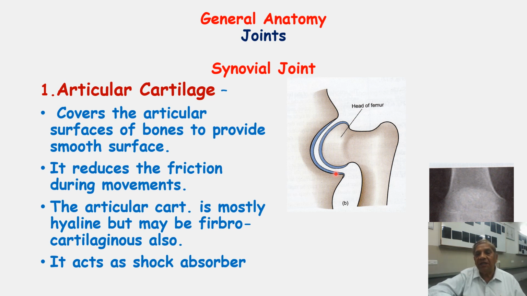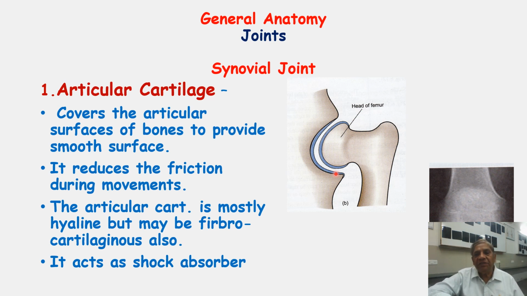The articular cartilage, in most of the joints except a few, is hyaline in nature, as I have already told you about cartilage. But in one or two joints it may be fibrocartilaginous. These are exceptions, which I will tell you about when I come to those joints, okay, which joints are exceptions.